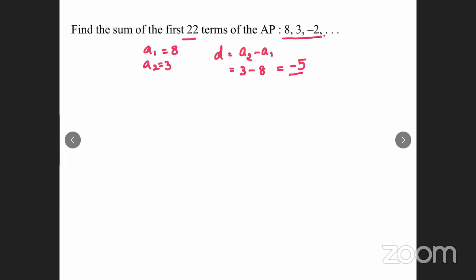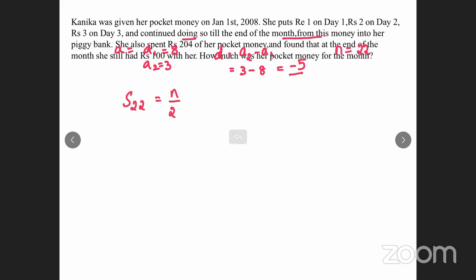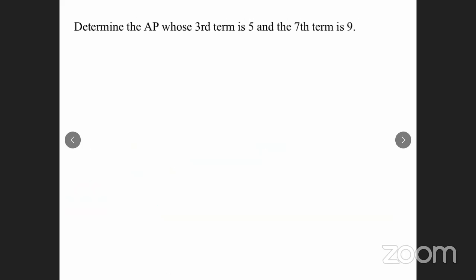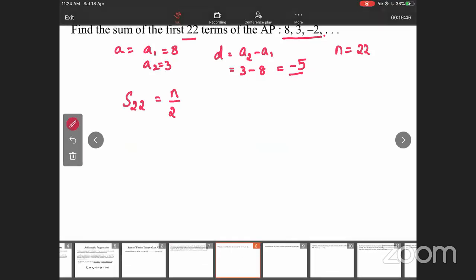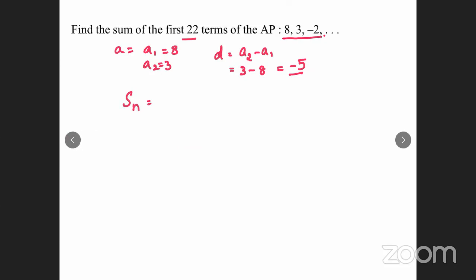So let us understand. We got D as minus 5. The first term A1 or A is equal to 8, and we need to find the value of the sum of first 22 terms. So we got N also, that is N is 22. So what's the formula? Let us write the formula itself. Sn is equals to N upon 2 into 2a plus n minus 1 times d.